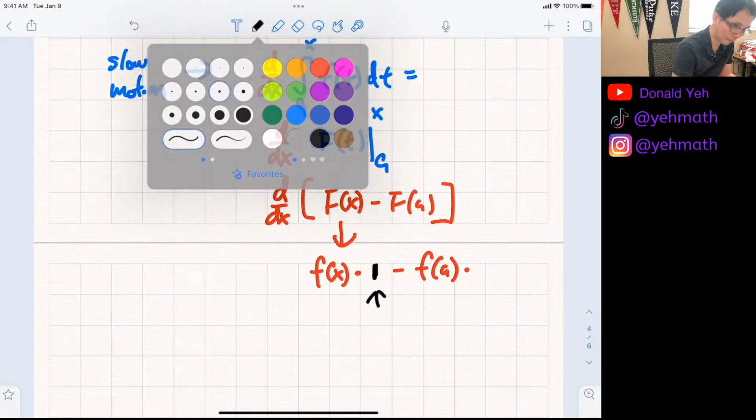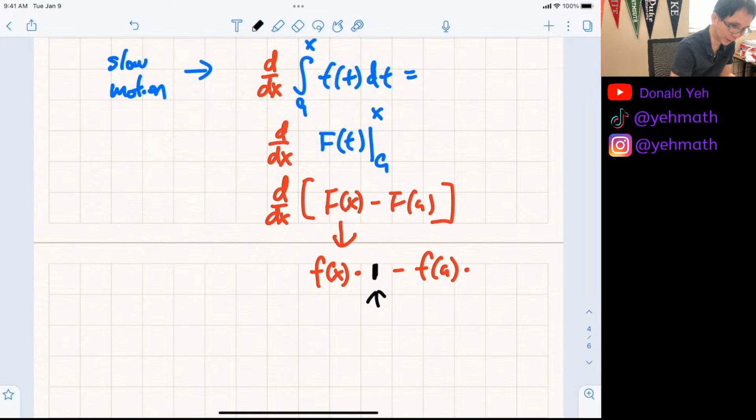No, a is a constant. So it's 0. So it looks really nice. It looks like, oh, just go back to this. But there was a chain rule involved.